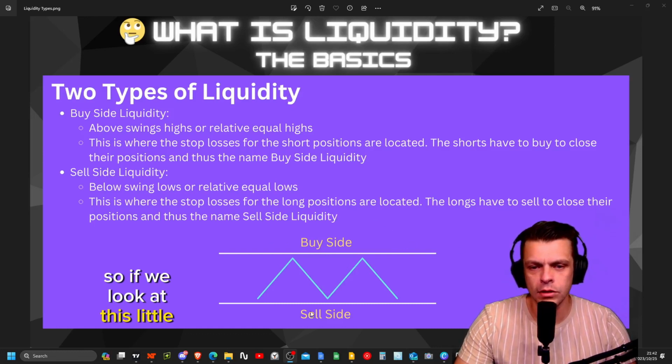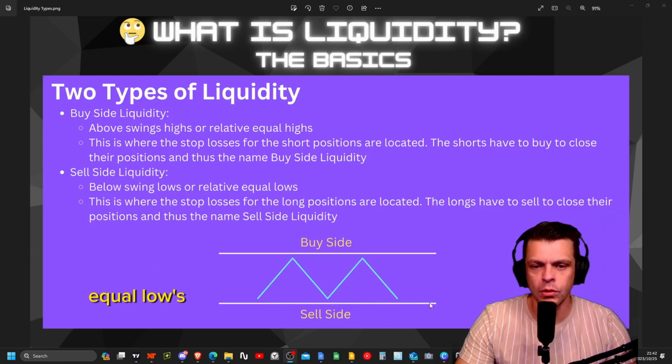So if we look at this little diagram, above all highs or relative equal highs is where the buy side liquidity resides, and below old lows or relative equal lows, that is where the sell side liquidity resides.